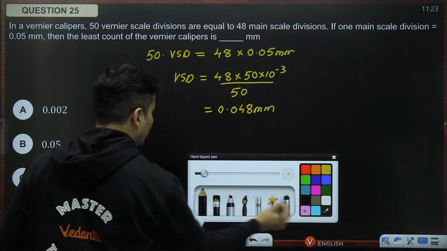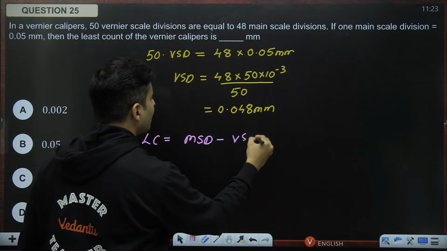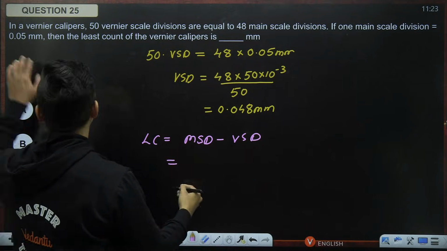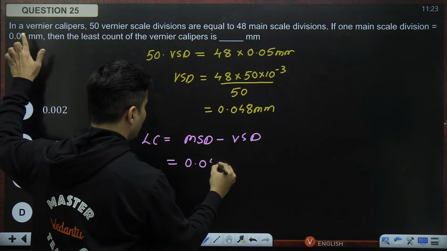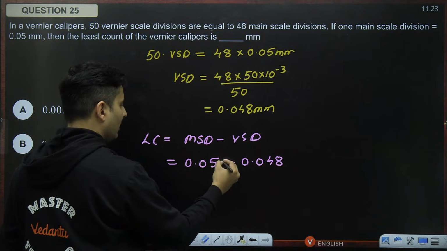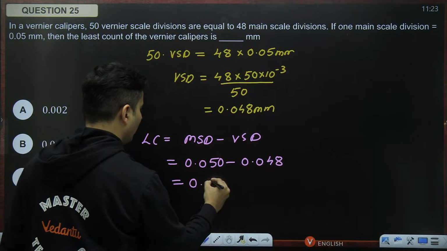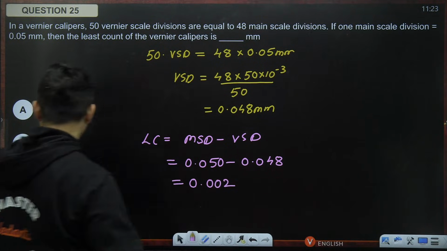Finally, least count. Least count is MSD minus VSD, standard formula. Main scale division is 0.05. VSD is 0.048. So if you think about it, this is 0.050, 50 minus 48 is 2. So 0.002 will be the answer.